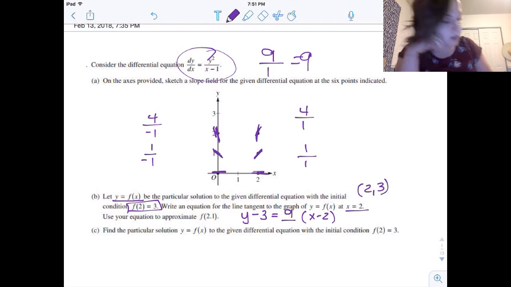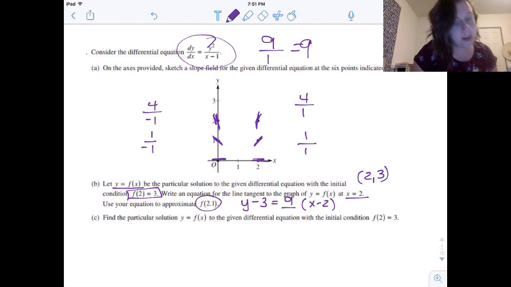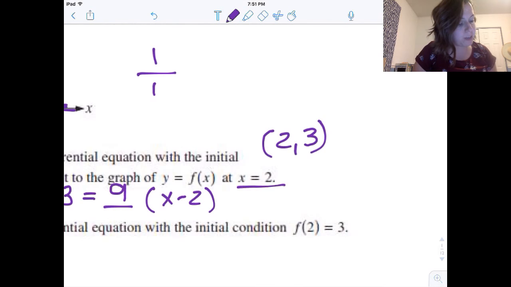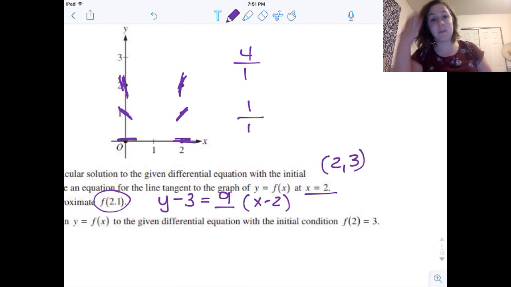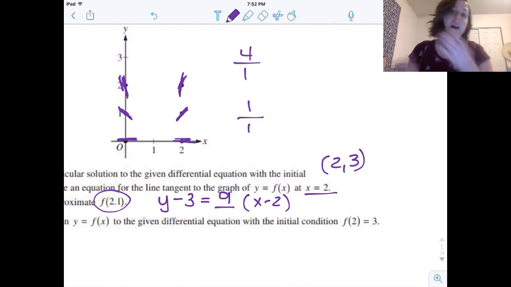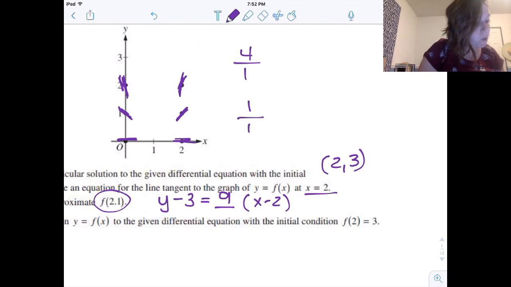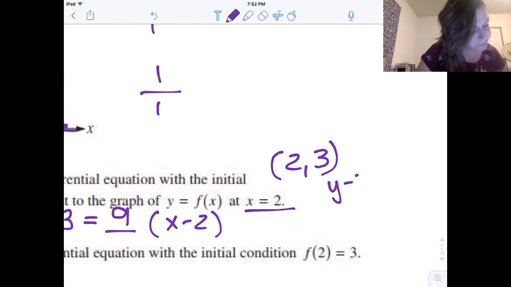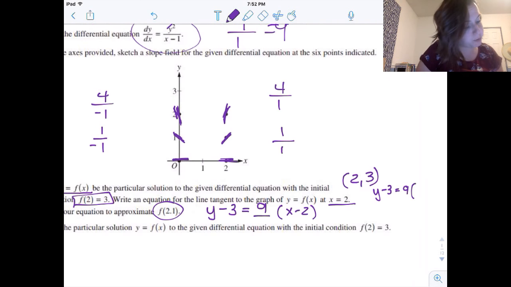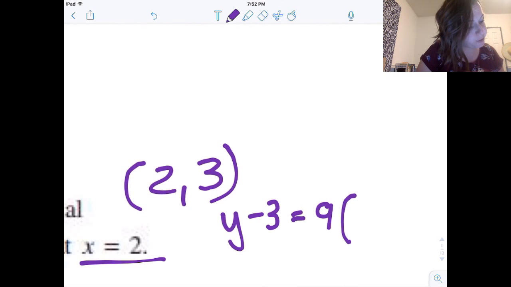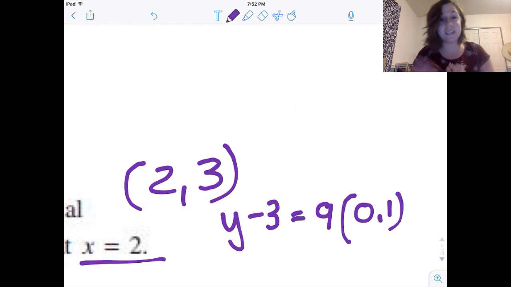And then it says use this to approximate f of 2.1. So I am going to plug 2.1 into this. Now, on the AP exam, you did not have a calculator for this. On the test tomorrow, you may or may not. So y minus 3 equals 9 times, and I'm plugging in 2.1 minus 2, so 0.1. You need to be able to do 1/10 times 9.